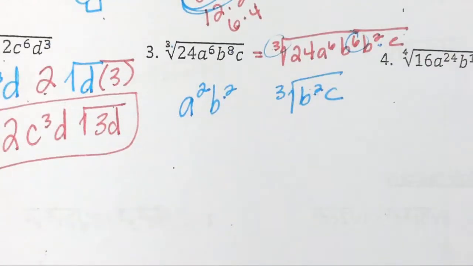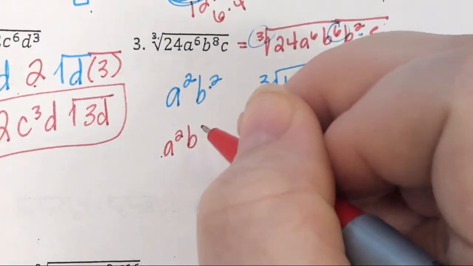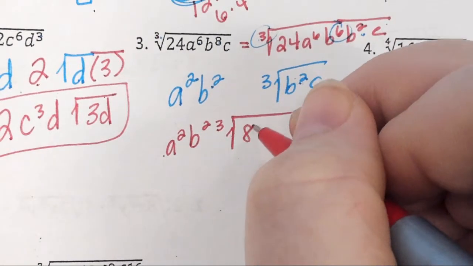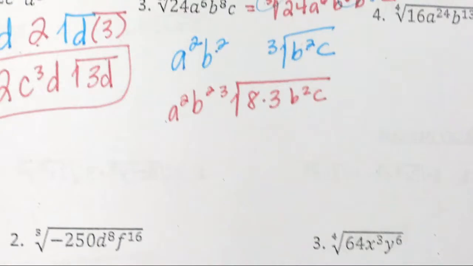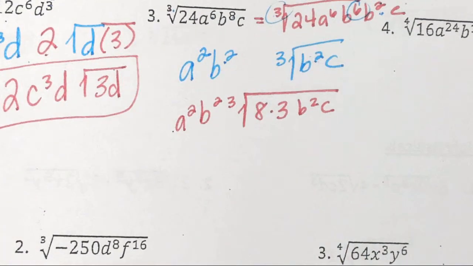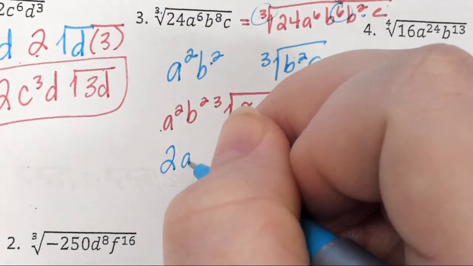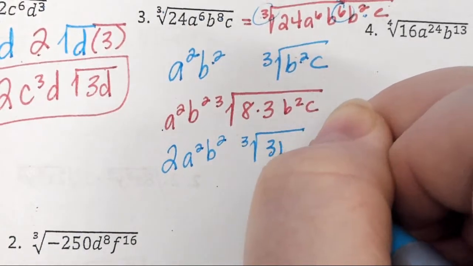And so I'm going to write on an extra line. So we already were happy with the a squared, the b squared. We've got this cube root of something: 8, 3, and then we said there's a b squared c. But I know the cube root of 8. What's the cube root of 8? So I know a 2 is coming out, so it's 2a squared b squared, cube root of 3b squared c.